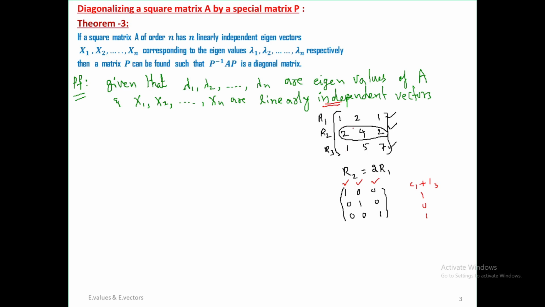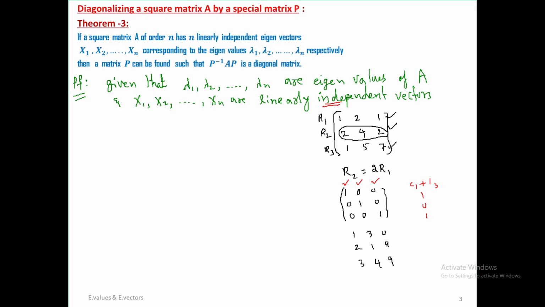So these three column vectors are not depending upon any other vectors. Therefore these three are linearly independent vectors. Similarly, one more example. Look at this: 1 3 0, 2 1 9, and 3 4 9, for example.